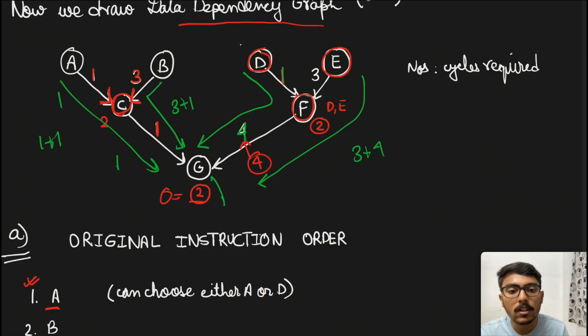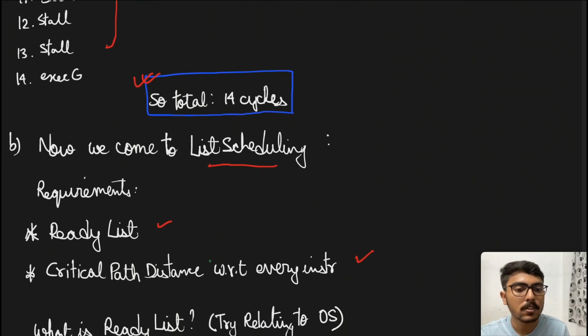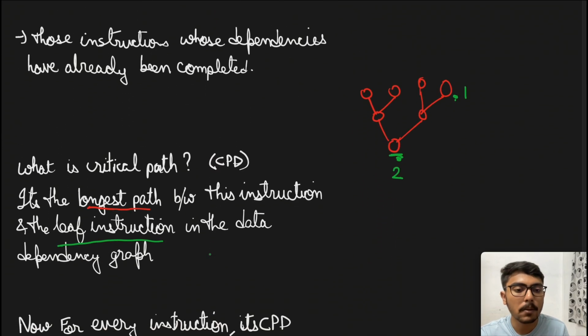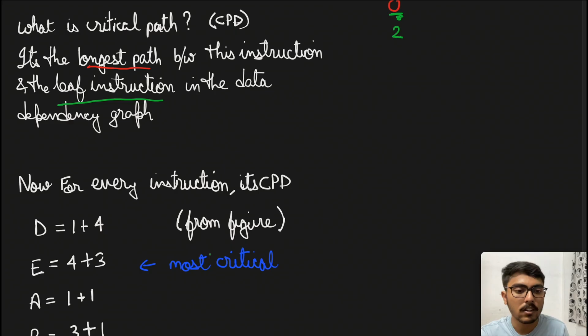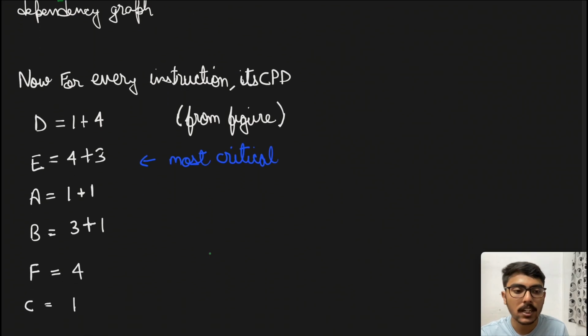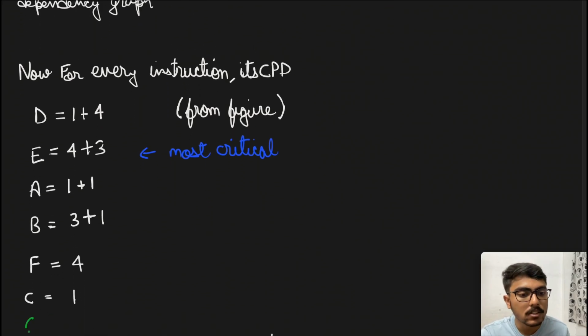And if you are wondering what it will be for G, it will be 0, because it's on the leaf node itself, so there will be no critical path distance associated with that. So we have now calculated the critical path distance for all the instructions. I hope G is not written, so it's 0.